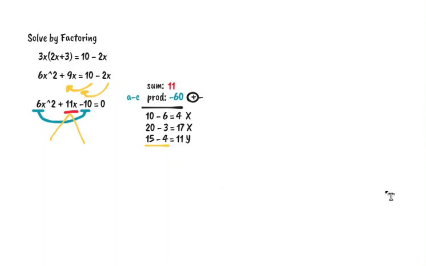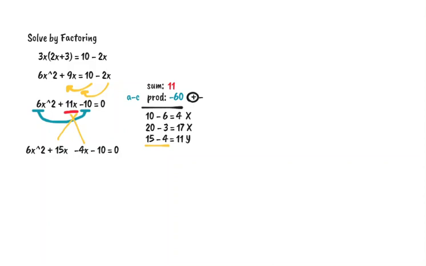Okay, so when I write this down, I'm going to have the 6x squared plus the 15x minus the 4x minus the 10 equals 0. So we've taken that sum piece and we have split it so that the 11 is composed of those two separate pieces. So instead of the 3 terms that we originally had, now there are 4 because we've broken up that 11 into the 15 minus 4x.